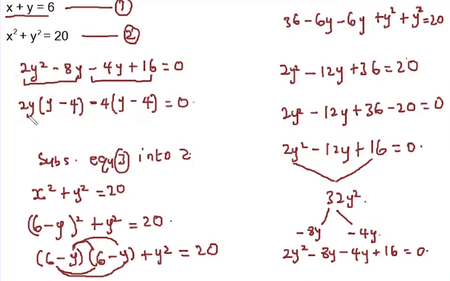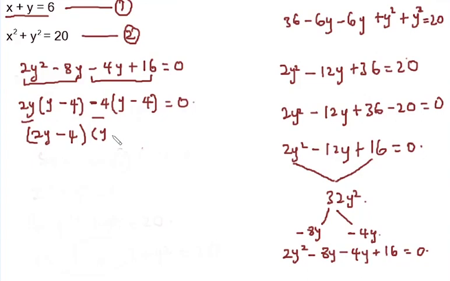So from here, I'll be picking these two values. So this is 2y minus 4. Let me clean up space. The second bracket is y minus 4. This is equal to 0. So I can rewrite this equation as 2y minus 4 is equal to 0, or y minus 4 is equal to 0.